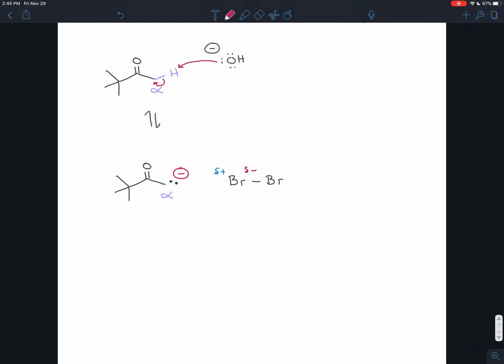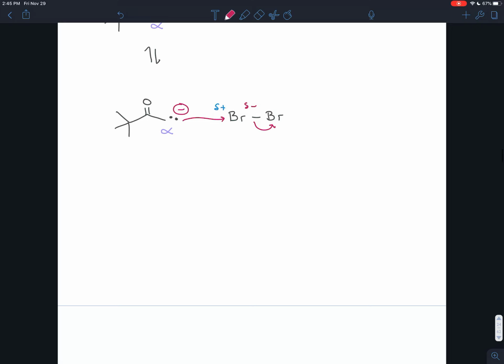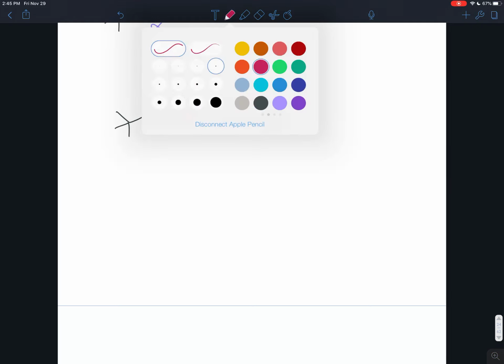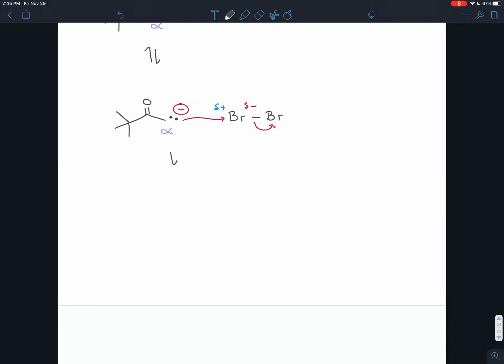You make the bromine an electrophile. The nucleophile attacks it, kicks the other bromine off as a leaving group. So really very similar to an SN2 reaction. And what you end up with is your same original molecule, just on the alpha position, you have a bromine.